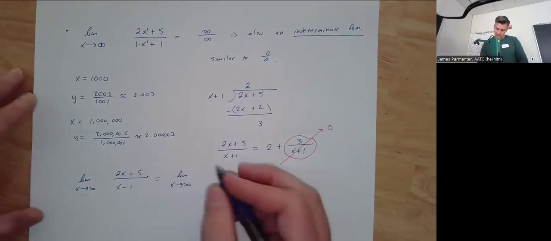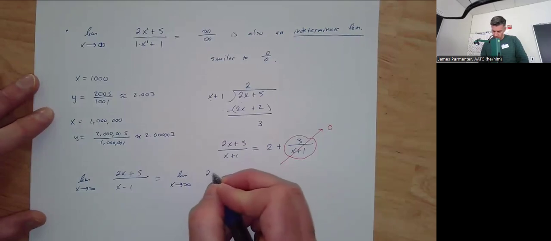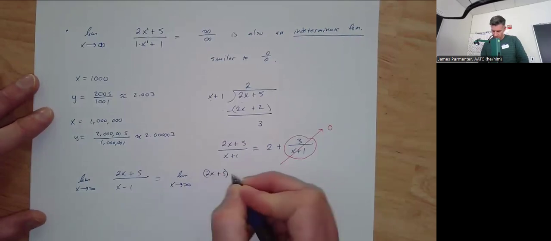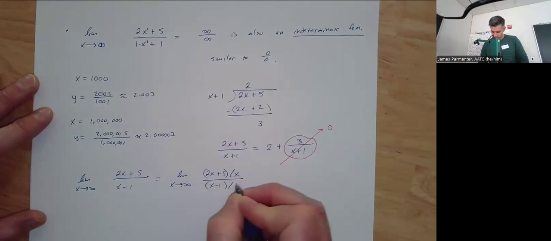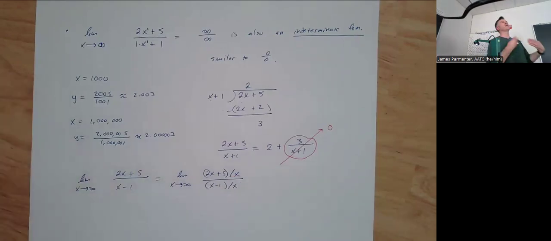Let me be super clear about this. I got 2x plus 5 on top, divided by x, and x minus 1 on the bottom, divided by x, so that you can see I'm doing the same thing to the top and the bottom. So I'm really not changing it, right? I'm multiplying the top by 1 over x and the bottom by 1 over x. I'm really just multiplying by 1, which is totally allowed. We can always multiply by 1.